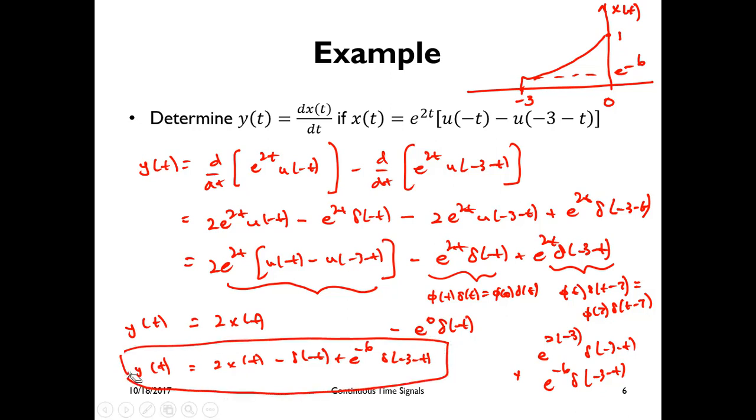Now, if I were to do a quick plot of y of t, again, y of t is going to be defined between time t equal to 0 and time t equal to minus 3. It's going to be twice the value of x of t. So in this case, I'm going to have amplitude 2 here. And over here, I'm going to have the value 2e to the minus 6. But on top of that, I have the presence of an impulse at time t equal to 0. So I have a negative impulse here. And I have another impulse defined at time t equal to minus 3 with an amplitude of e to the minus 6. So this is a sketch of y of t.